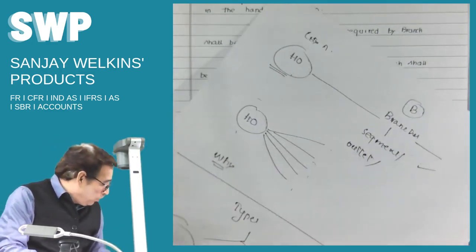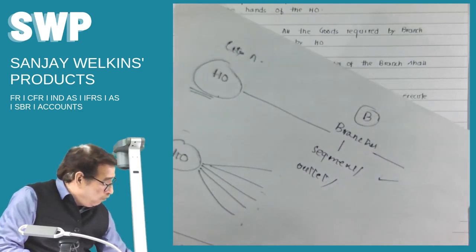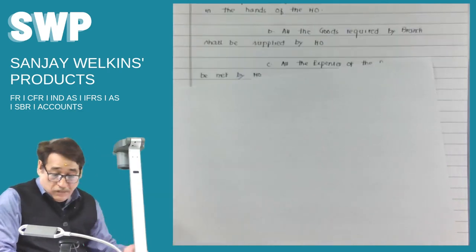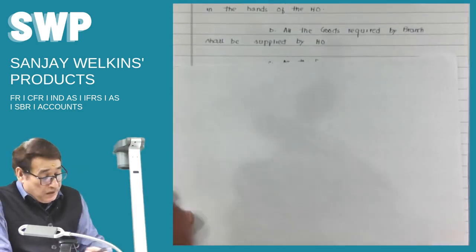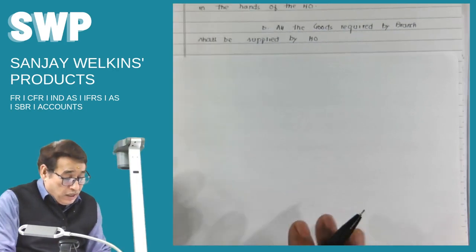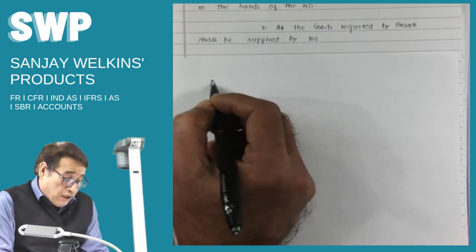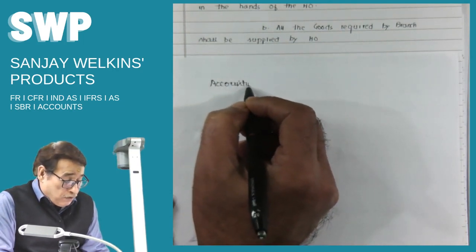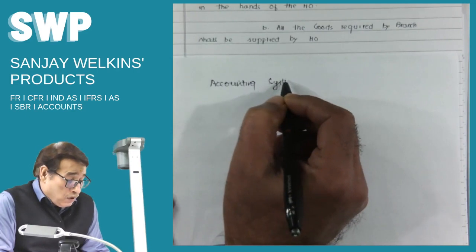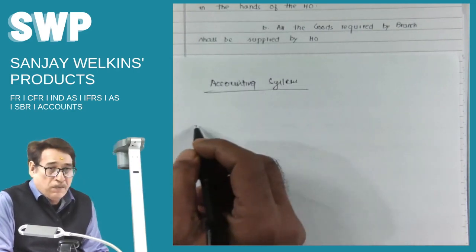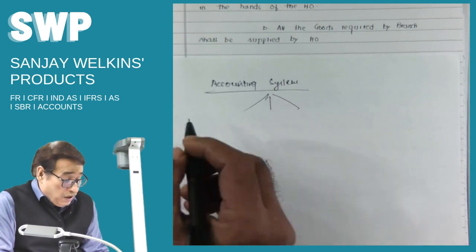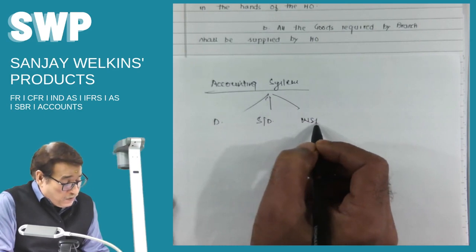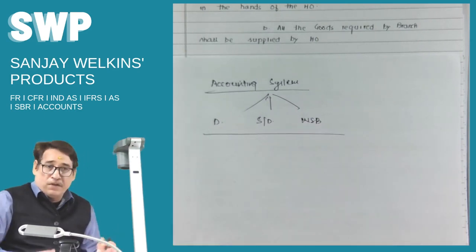Now, I will take a rough sheet to make you understand what we mean by these systems. First question. As a student, it should strike your mind why we need so many accounting systems. Have you thought about it for a while? Why do we need so many accounting systems? I just told you that under dependent branches there is debtors system, stock and debtors system, and wholesale branch system. Why do we need so many systems?